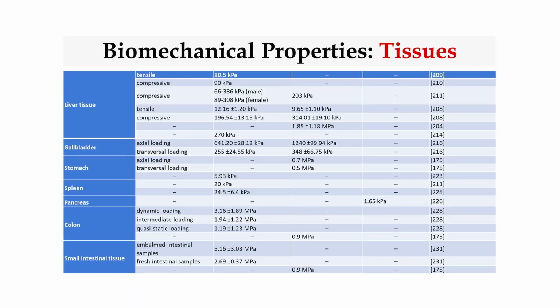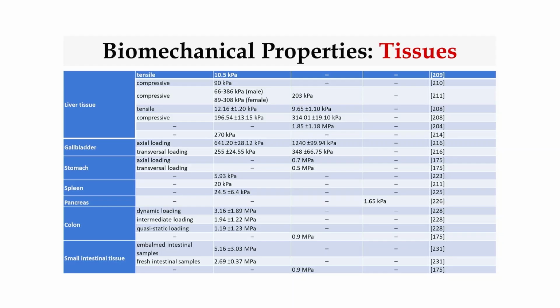Liver tissue has been very well described. These are some of the properties you can use directly for your research or any other work. Under compressive loading and tensile loading, they have different properties. Also for males and females, they have been described by different works in the research. Also, you're looking at some ultimate tensile stress values.